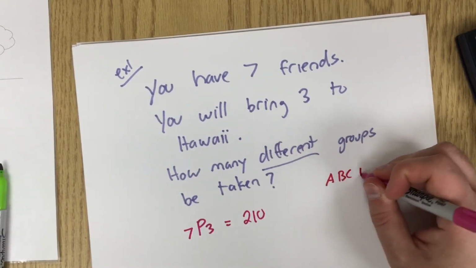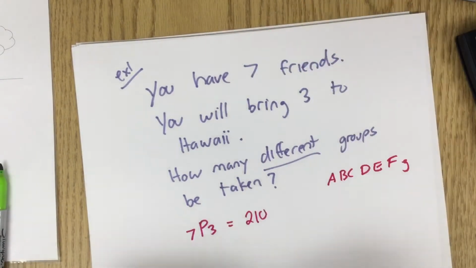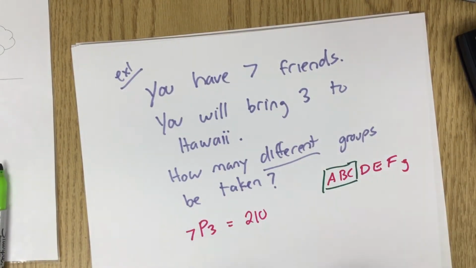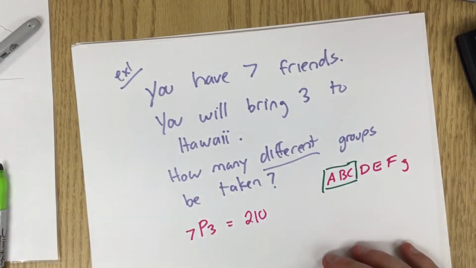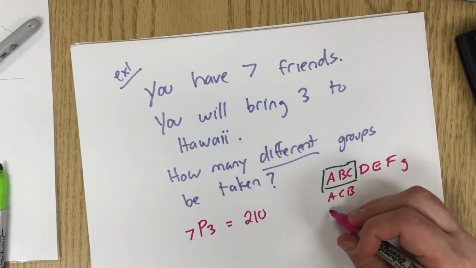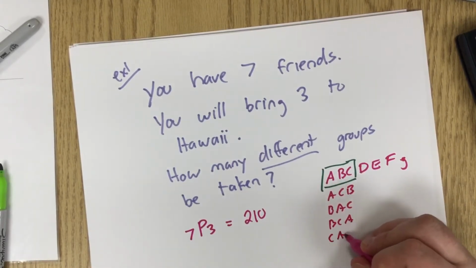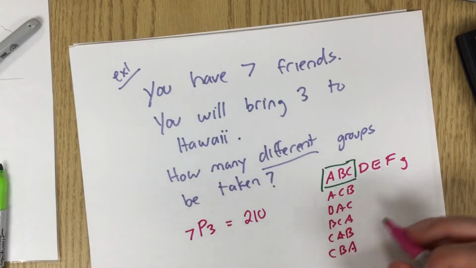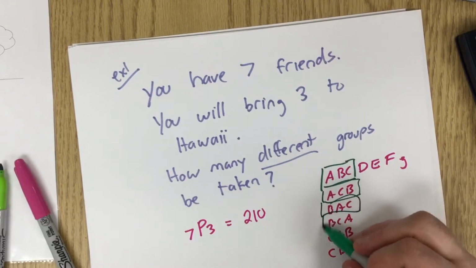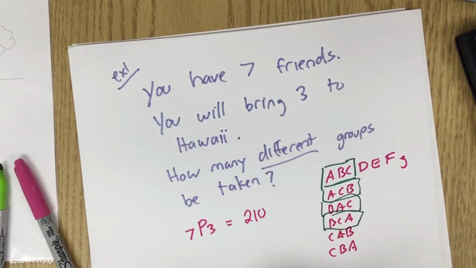But let's say our friends were A, B, C, D, E, F, G. One of the groups we could bring is A, B, C. So we could bring our friend A, our friend B, and our friend C. But the order that we bring them doesn't really matter here. So ABC is the same thing as ACB, which is the same as BAC, BCA, CAB, and CBA. All six of these are actually just the same group. Any group of 3 that we choose will have 6 variations that look the same.